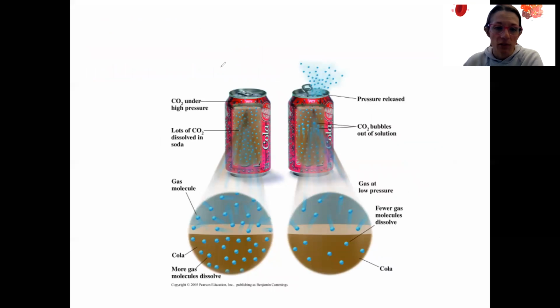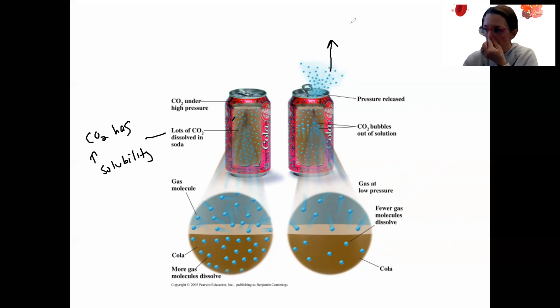Let me show you what happens here. When you open a can of soda, you're releasing pressure. This is what I showed you before. There's a lot of carbon dioxide dissolved in the soda. That's because CO2 has a high solubility, so you can have a lot of it in there. When you release this pressure, because the partial pressure of carbon dioxide is now lower outside of the can, it's going to come out, it's going to be released.